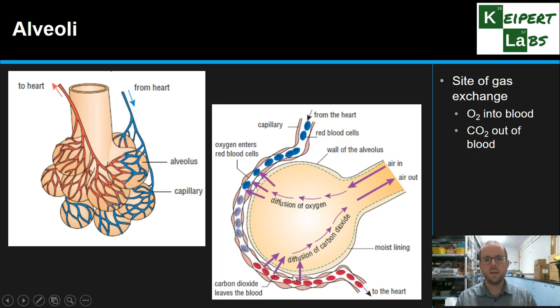Okay, they have a little layer of what's called surfactant in order to help make sure that they don't shrink, that they stay like this bubble spherical shape. It stops them from collapsing under themselves. Okay, and we have this capillary network surrounding them so that you get maximum gas exchange. You can swap as much as possible in a short time.